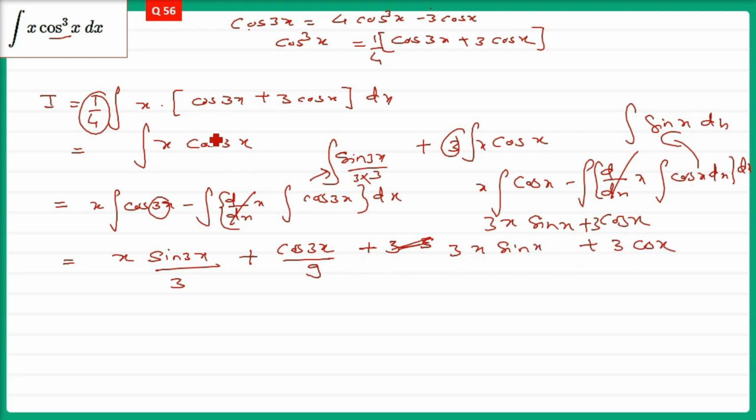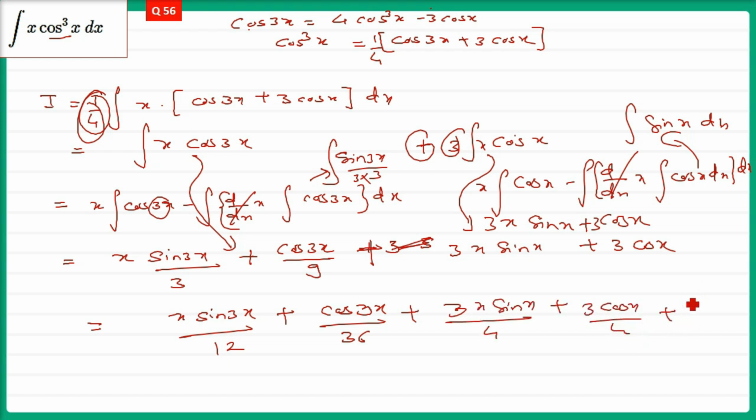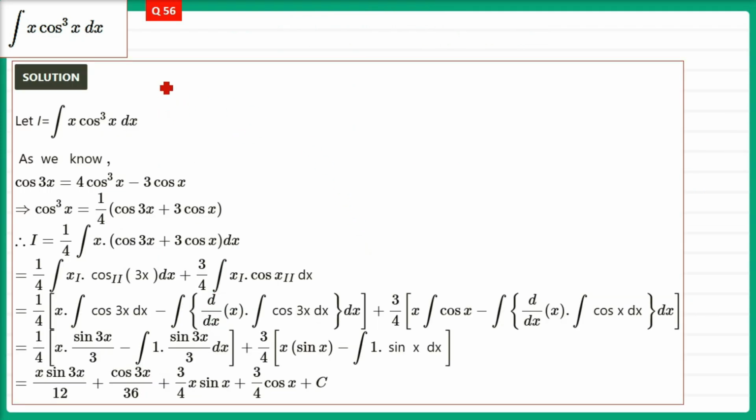Okay, we have combined these two. So this is the result of this one, and this is the result of this one, and then an addition. But as I told you, there is 1 by 4 already with us, so multiply everything by 1 by 4. So x sin 3x divided by 12 plus cos 3x divided by 9 fours are 36, plus 3x sin x divided by 4 plus 3 cos x divided by 4, plus a constant of integration. This is our final result. So this is how it will be done. Only the cos cube x formula is important. Otherwise, the rest of the things are quite easy for you.